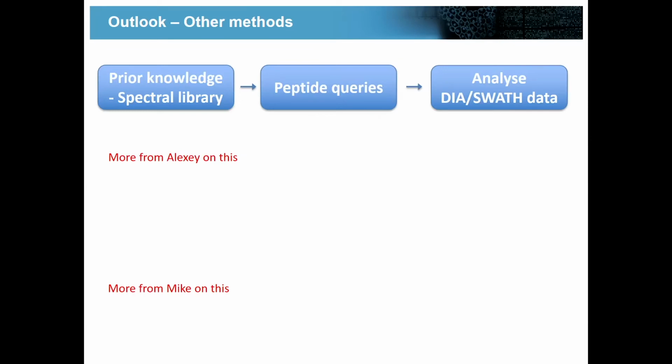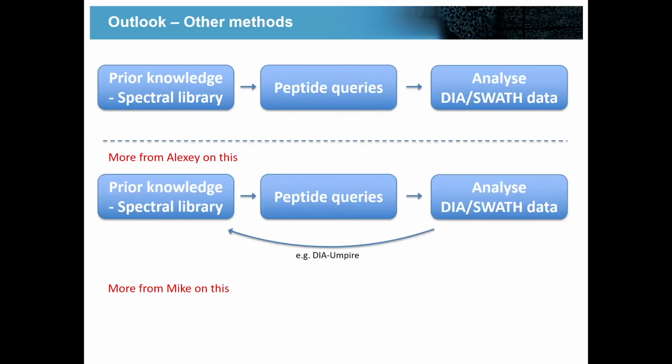By way of outlook, now I've described to you the library generation protocol that we use as standard and have used for 7 or 8 years in the lab. But there might be other ways to do this, right? You might be able to analyze the data, and it basically looks like this: we generate some spectral library, prior knowledge, we generate peptide queries, and we query for these peptides in the DIA data. But there might be more to it than this.